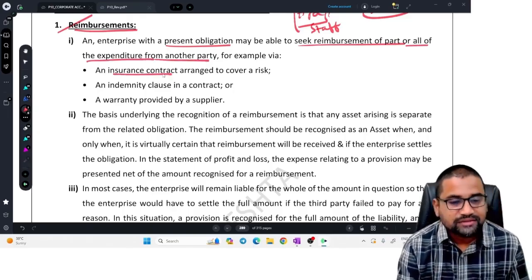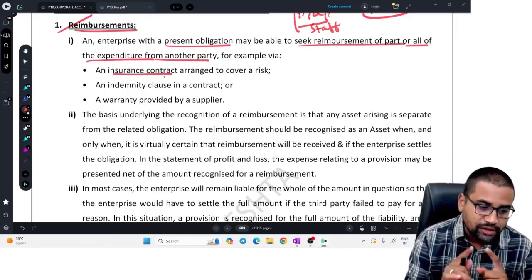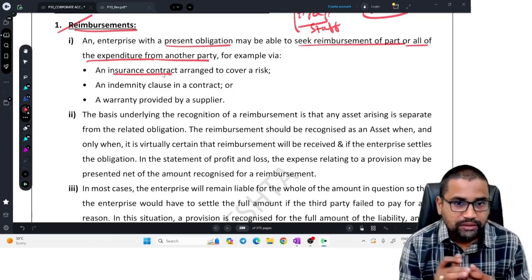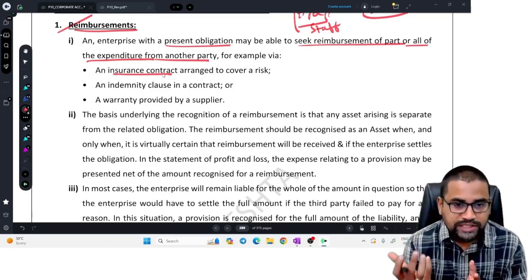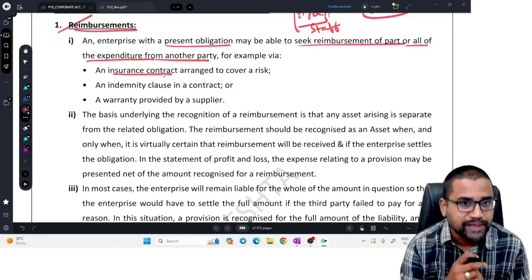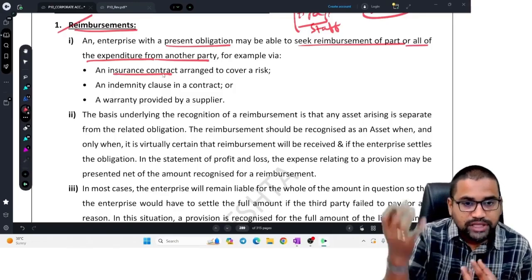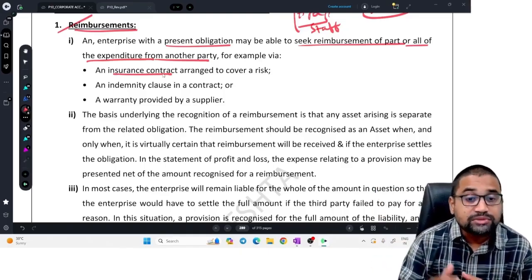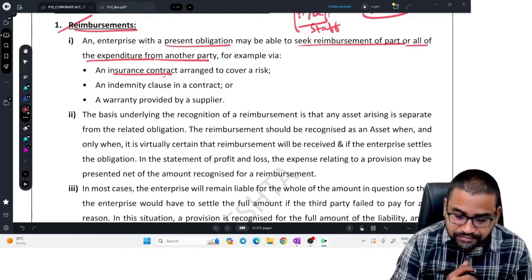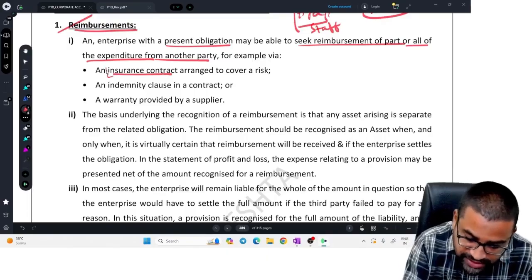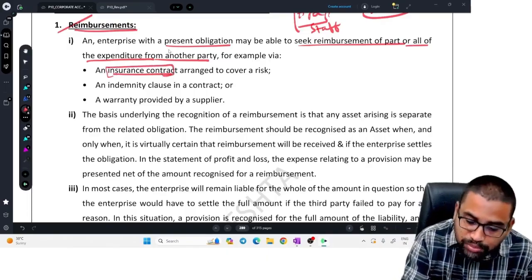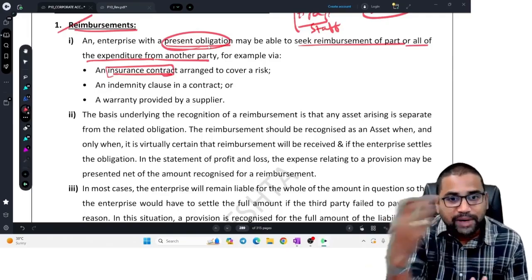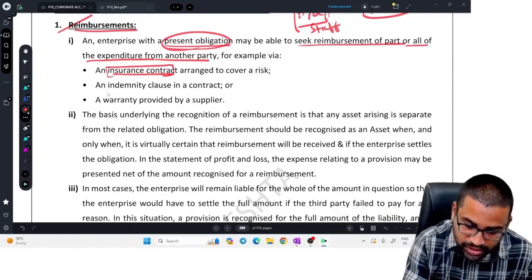For example, an insurance contract. Suppose we are constructing a plant and machinery, and for that we have taken insurance. Suddenly something happened to that plant and machinery, so a loss arises. Out of that loss, some loss is covered by the insurance company. Say an accident happened and some of our employees got injured. We have insurance, so we recovered some amount through the insurance company. Whatever obligation arises, some of the amount is reimbursed by another party, either in the form of an insurance contract or an indemnity clause in the contract.